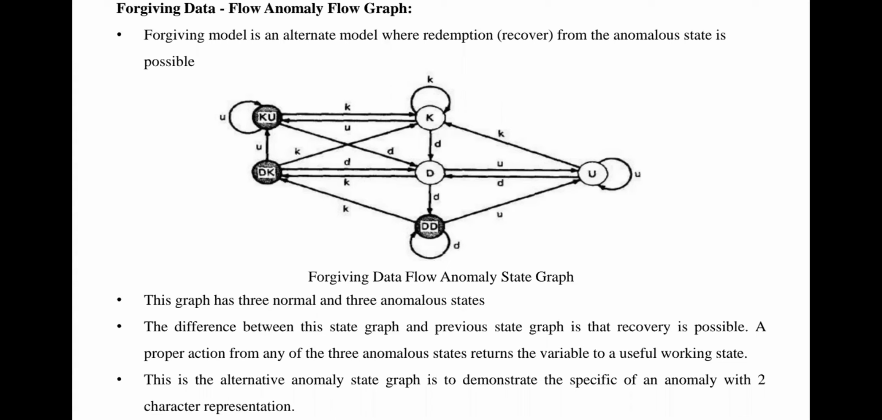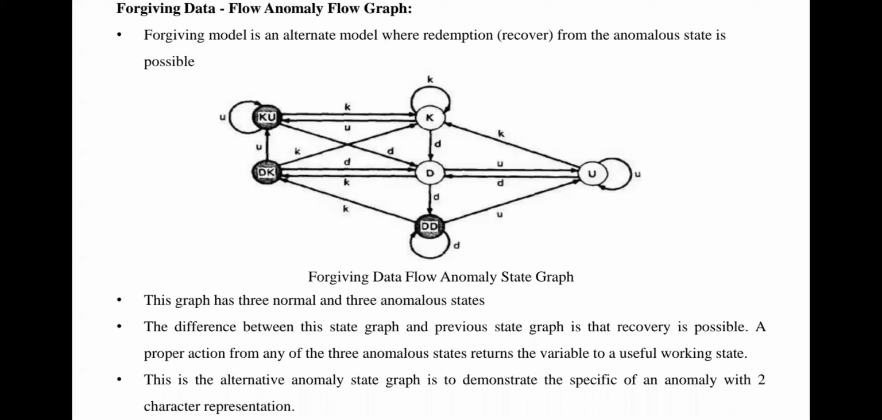So a proper action from any of the three anomaly states returns a variable to a useful working state. If any proper action is performed after reaching the anomaly state, it returns the variable to a useful working state in this forgiving data flow anomaly. So the alternative anomaly state graph determines the specifics of an anomaly with a two-character representation. Here in the forgiving data flow graph, we represent the anomaly with two characters. Okay, that is called forgiving data flow anomalies.